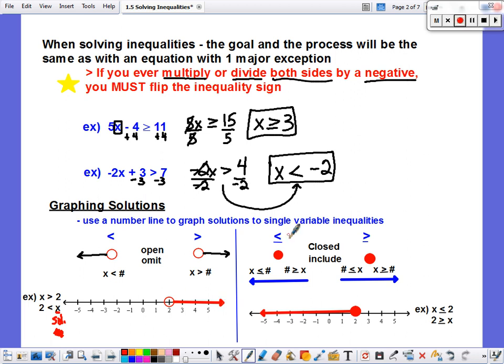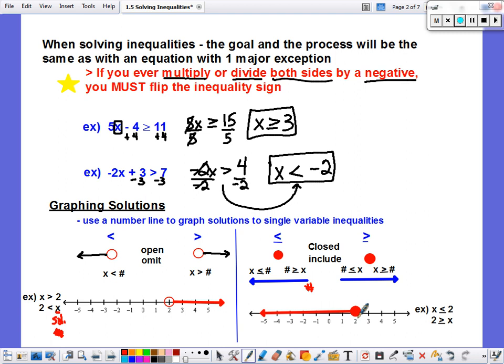Less than or equal to, same kind of thing, but we're going to include the value now because of the "or equal to" sign. These are called closed statements. And so we're going to have our number, and then we're going to be going to the left, depending on if, in this case, my solutions are less than a number, or my number is greater than my solution. So if the number is greater than solutions, here's my number, then that means that my solutions must be left or less than that. And so you can see the two examples down here.